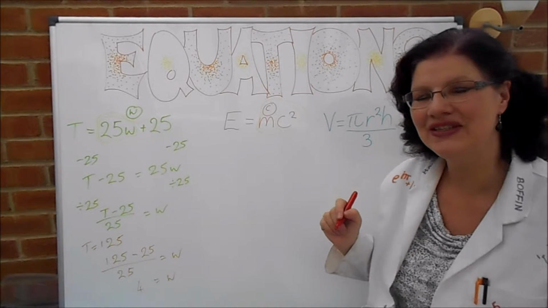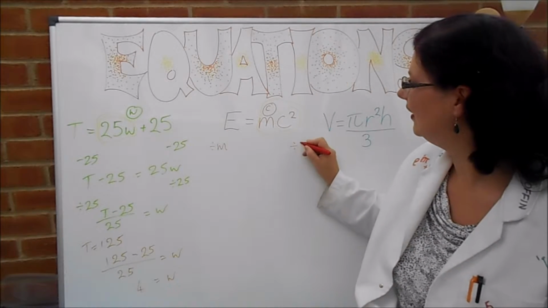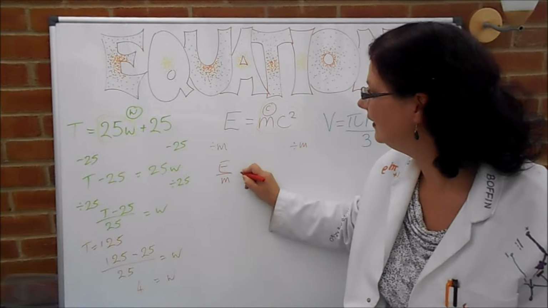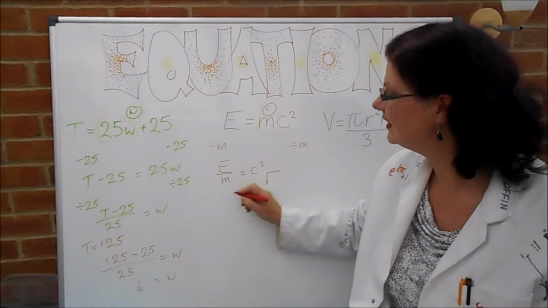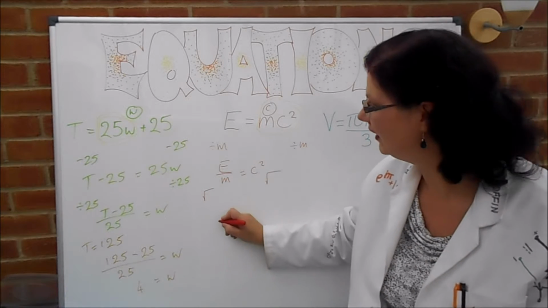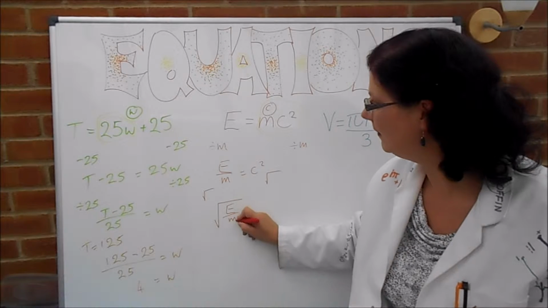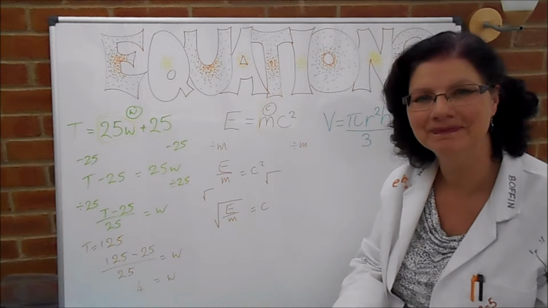Okay, so the first thing we're going to do is move the m by doing a divide by m on both sides, which gives us E over m equals c squared. And then we're going to get rid of that squared by doing a square root on both sides. So a big square root, E over m equals c. The square root of E over m equals c.